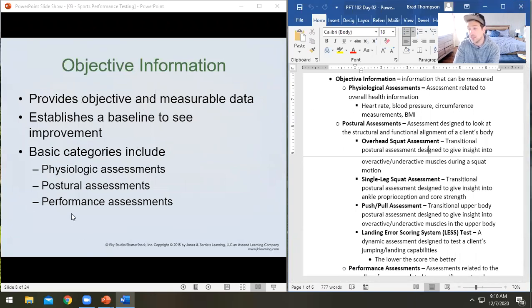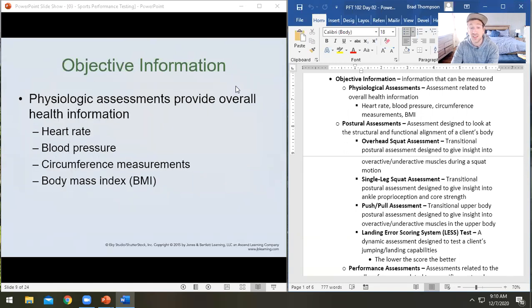So we're going to go ahead and look at these basic categories. We've got physiologic, postural, and performance. These are sort of our main ones that we're going to be looking at today. Your physiologic assessments, when we say physiologic, what we mean is it's related to your heart and your lungs and stuff.